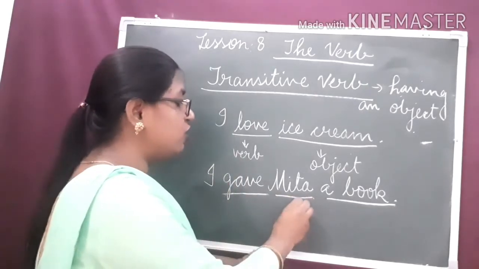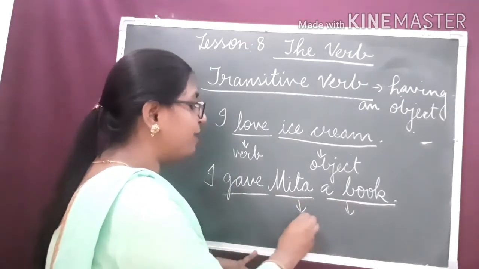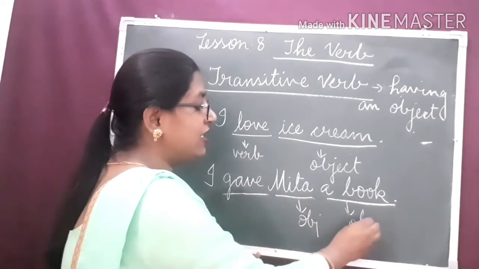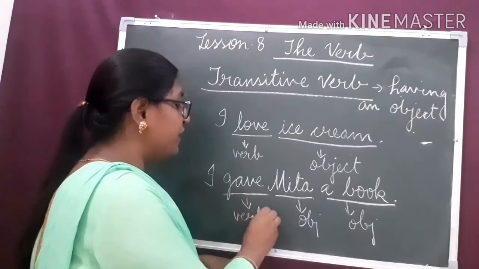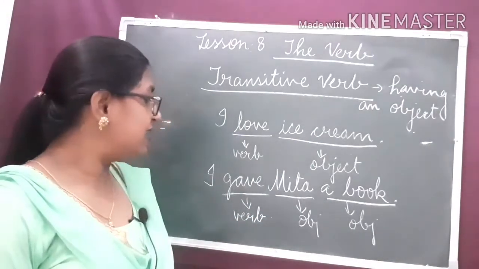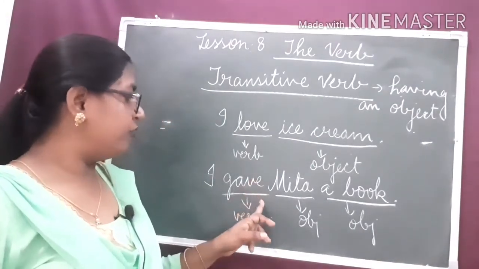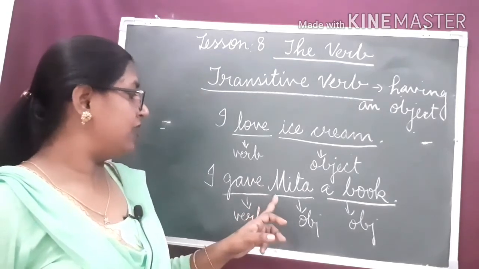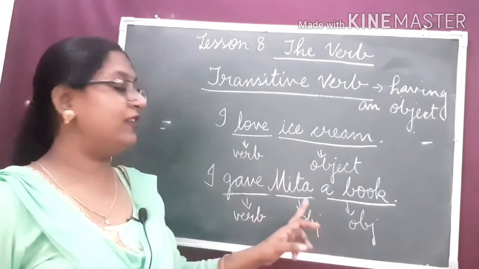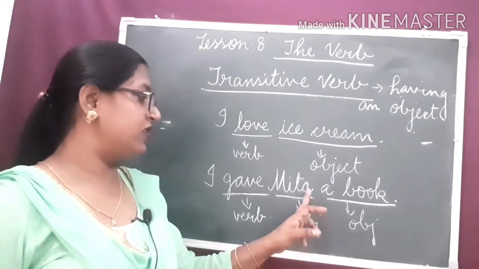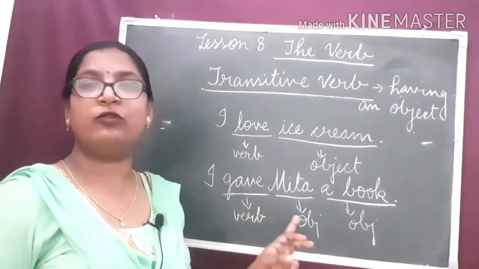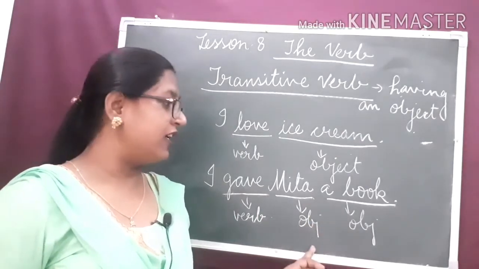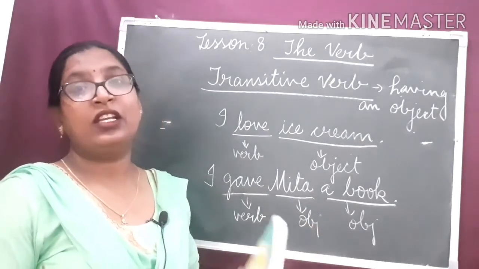So, these two words are objects. In this sentence, there are two objects and gave is a verb. As this verb is being completed by these two words, Meeta and book are completing the meaning of the verb. So, these are the objects.